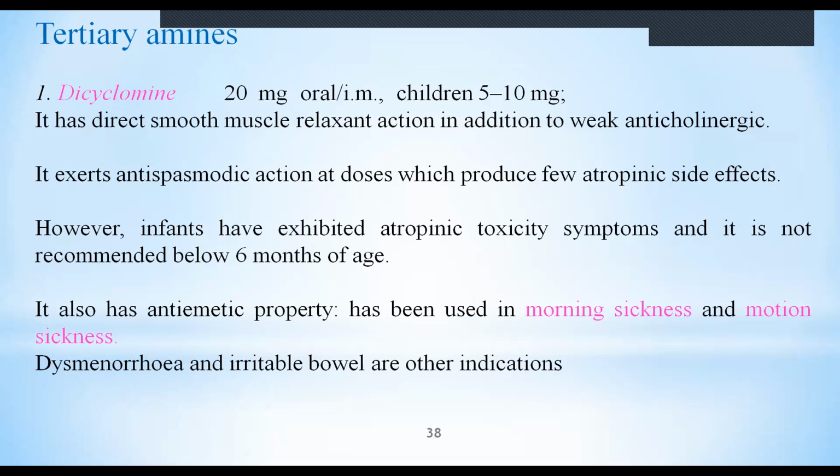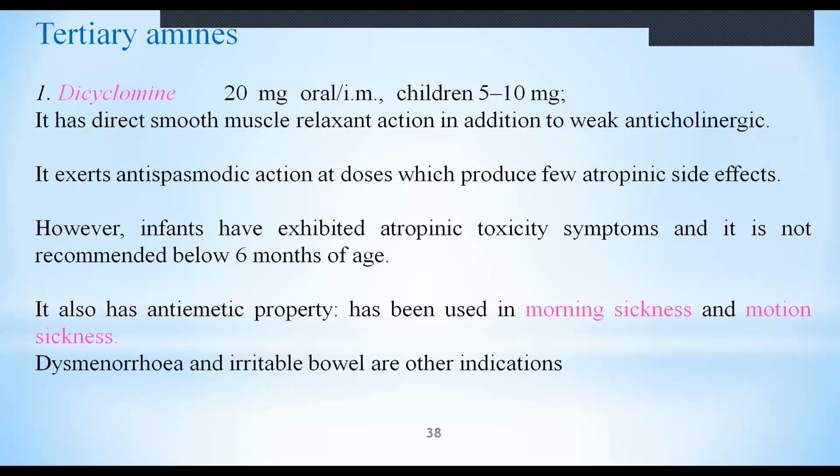And tertiary amine, it's one of the important drugs. I think many of you might have been prescribed dicyclomine hydrochloride while having diarrhea, especially to control the abdominal pain. The dose available is 20 milligram oral, and for children it is half.